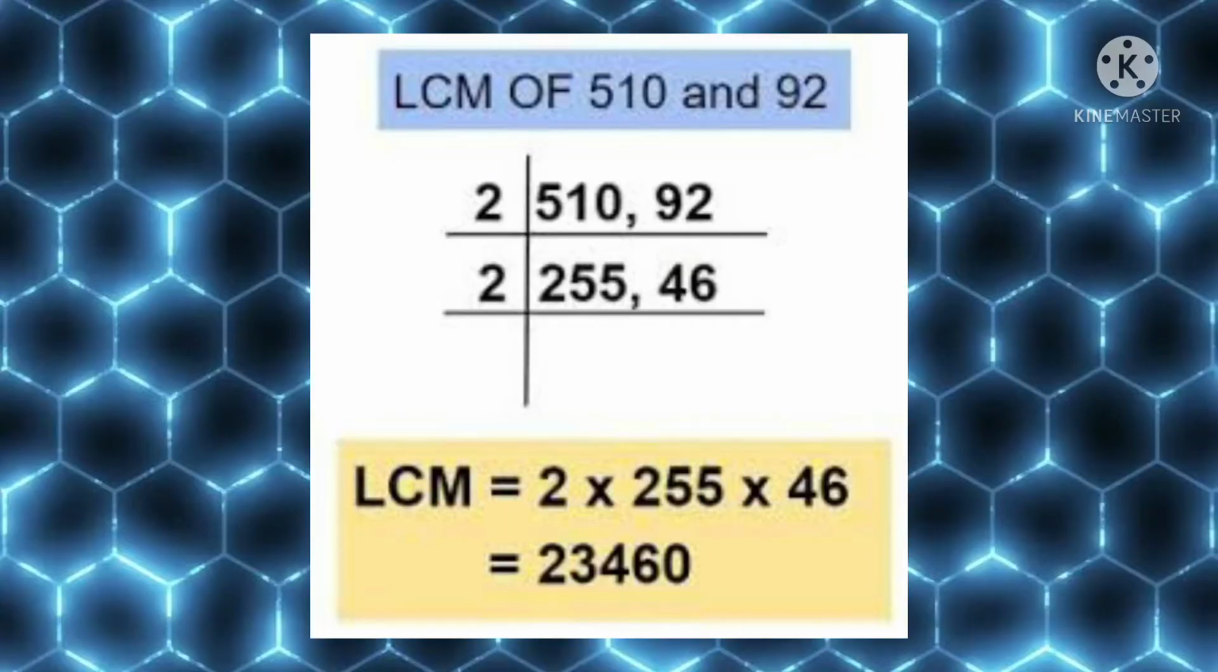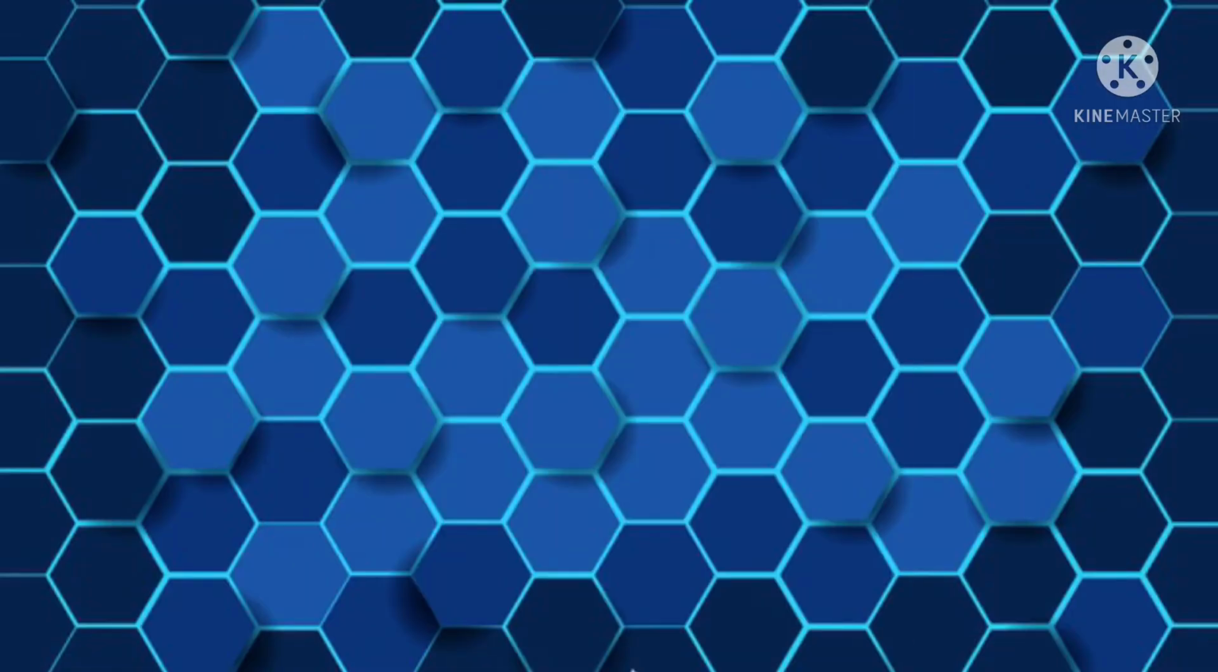And now the method to find LCM by division method. Let's find the LCM of 510 and 92. So when we divide 510 and 92 by 2, because 2 is a prime number, we are getting 255 and 46. Then again divide by 2. It is not possible. So LCM is 2 into 255 into 46, and that is equal to 23,460. So this is the LCM of 510 and 92.